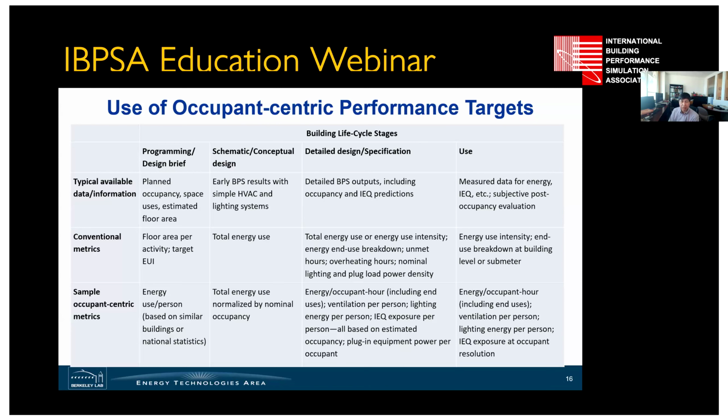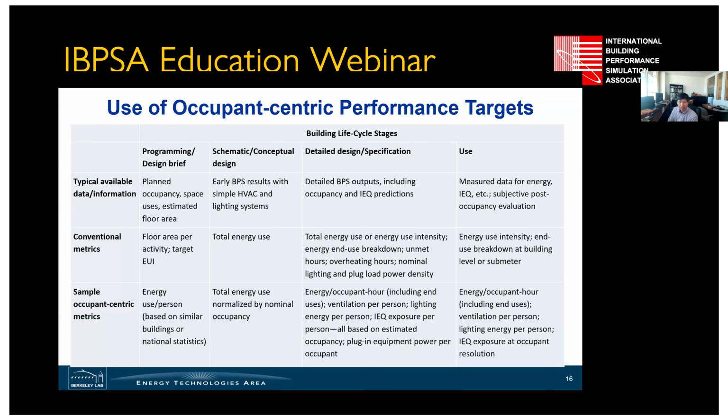Those are different stages of the building life cycle, right? So at a programming design briefing, you would have some planned occupancy levels, space uses, offices, and conference rooms, and you would have some estimate like floor area. I think that's what the slide mentioned. You may estimate those space needs based on the occupancy levels.